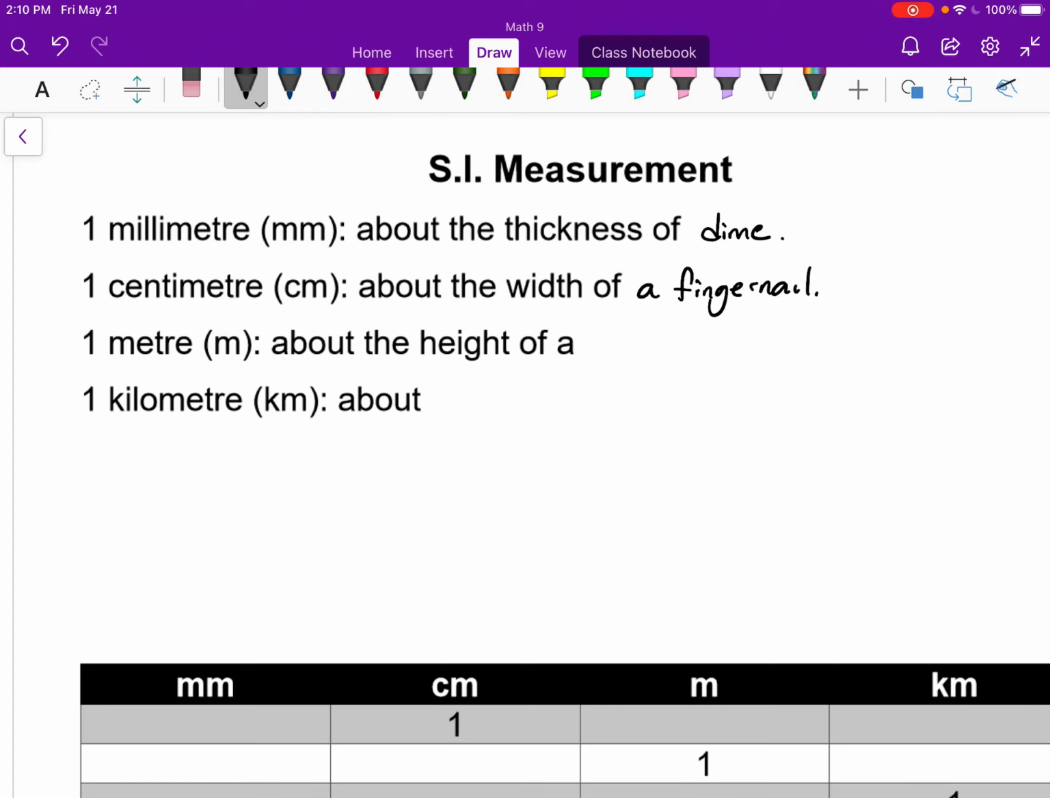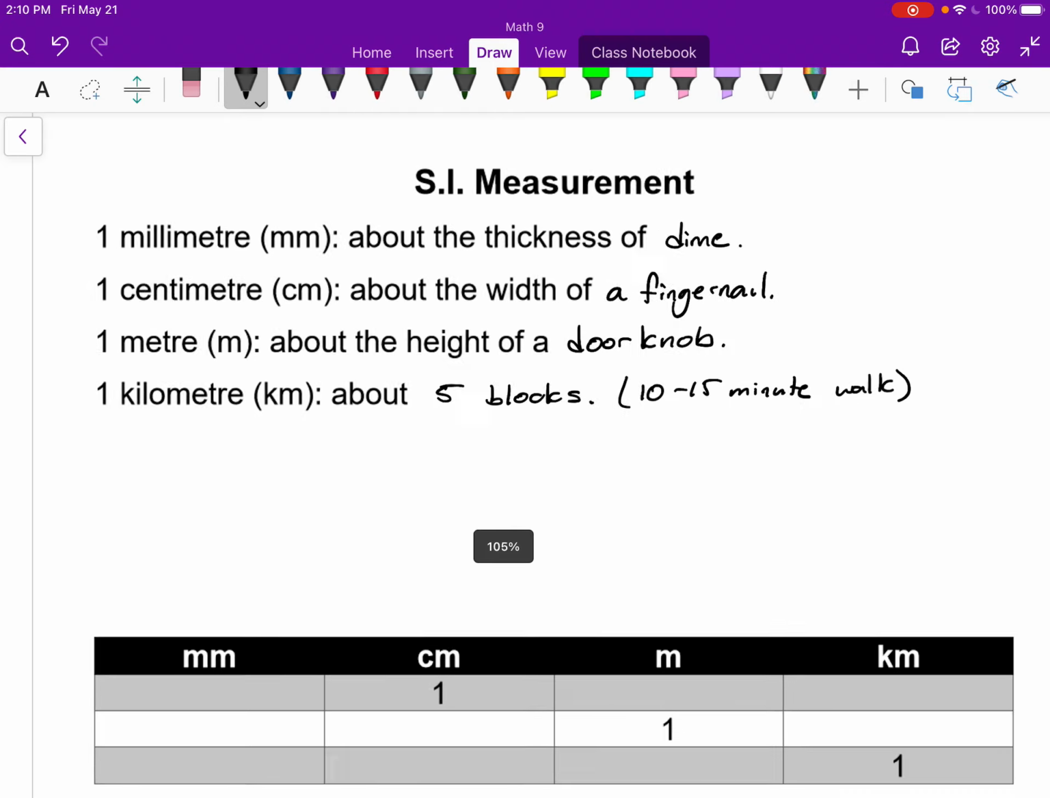1 meter is about the height of a doorknob. And 1 kilometer is about 5 long blocks. Again, these are all just giving you a sense. I'll say, a kilometer takes about a 10 to 15 minute walk, depending on how relaxed your pace is.